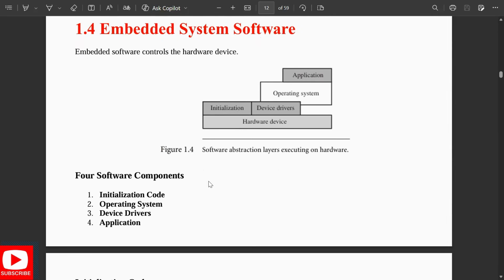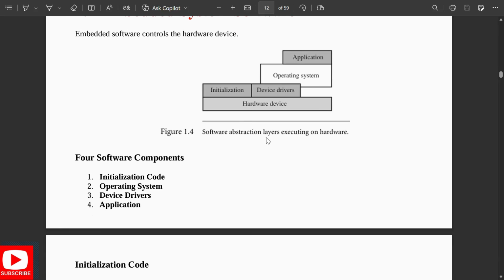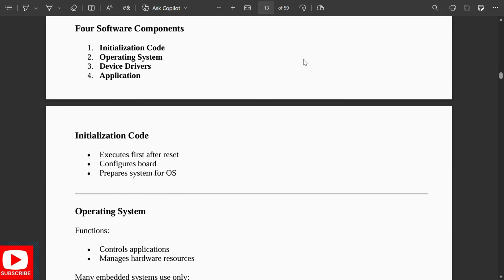Embedded system software controls the hardware device. So 4 software components are there. First is the initialization code, then the operating system, device drivers, and applications. These are the software abstraction layers executing on a hardware device. On a hardware device, we have initialization and the device drivers, which connect the operating system with the applications. Initialization code means it executes first after the reset and configures the board.